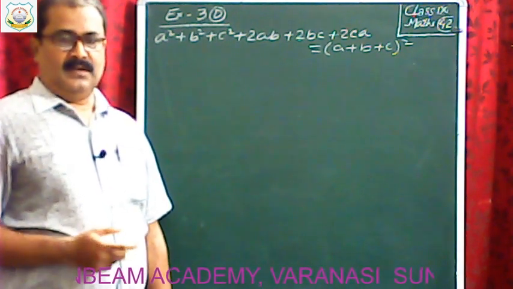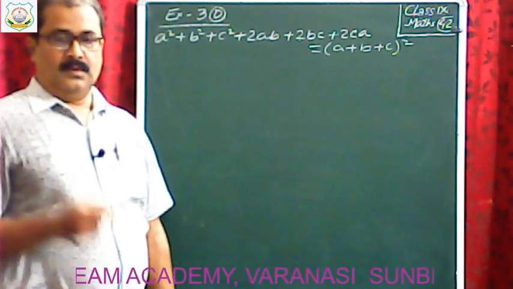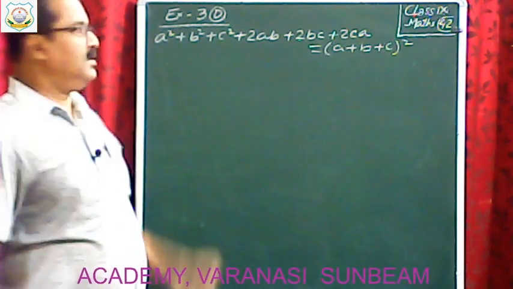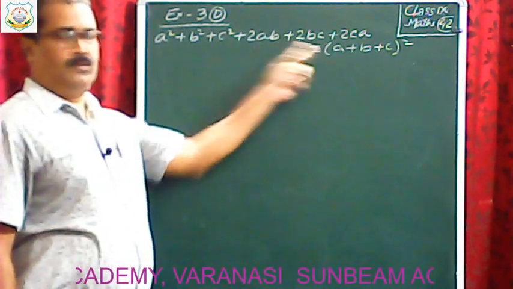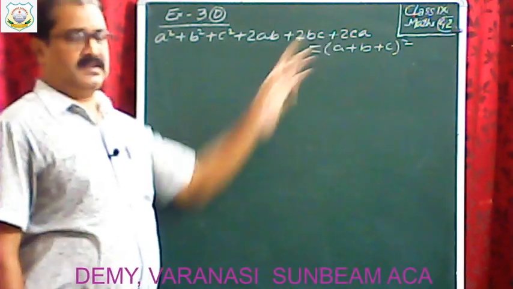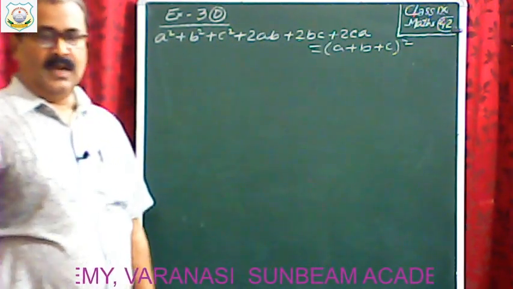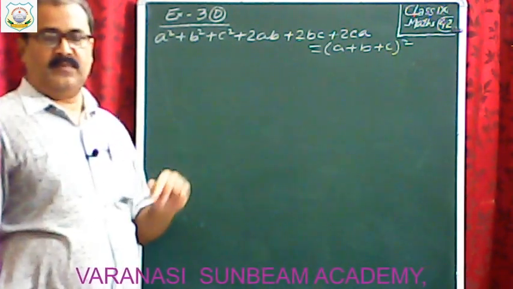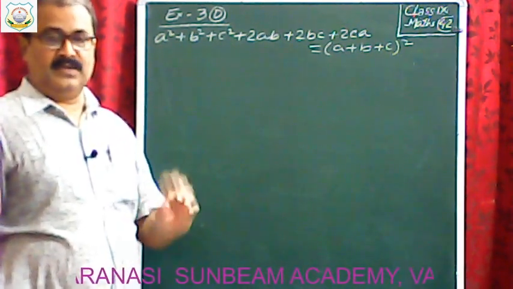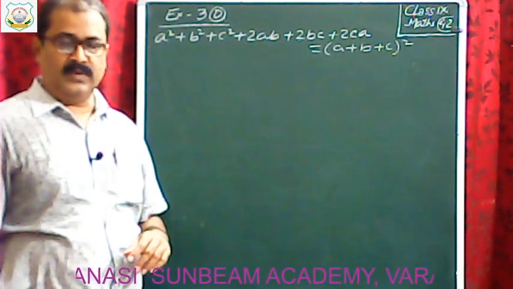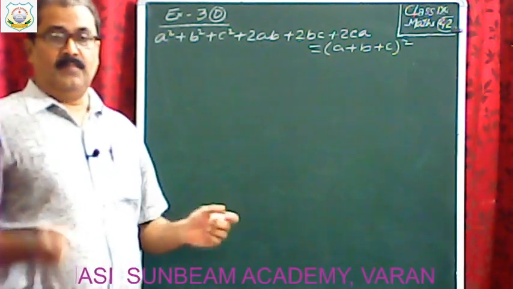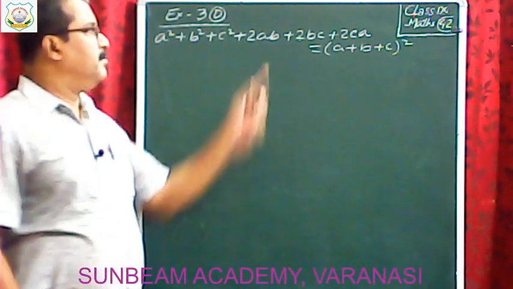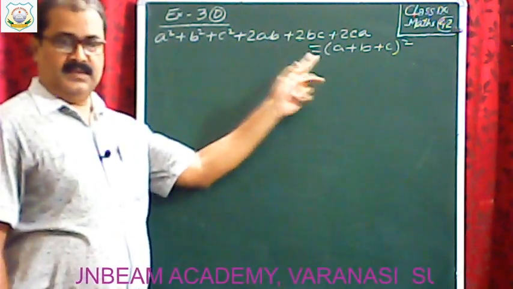For that I already said that you have to keep two things in mind: coding and counting. What counting? How many terms are there? You have to count: 1, 2, 3, 4, 5, 6. Six terms are there in the polynomial, and out of 6 terms, 3 are perfect square terms: a square, b square, c square. Okay, and the remaining 3 are combined terms taking 2 at a time, meaning ab, bc and ca.